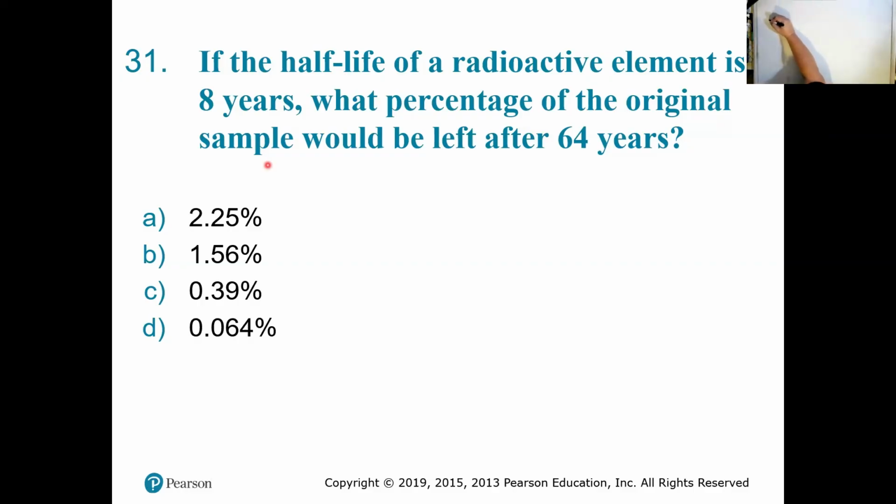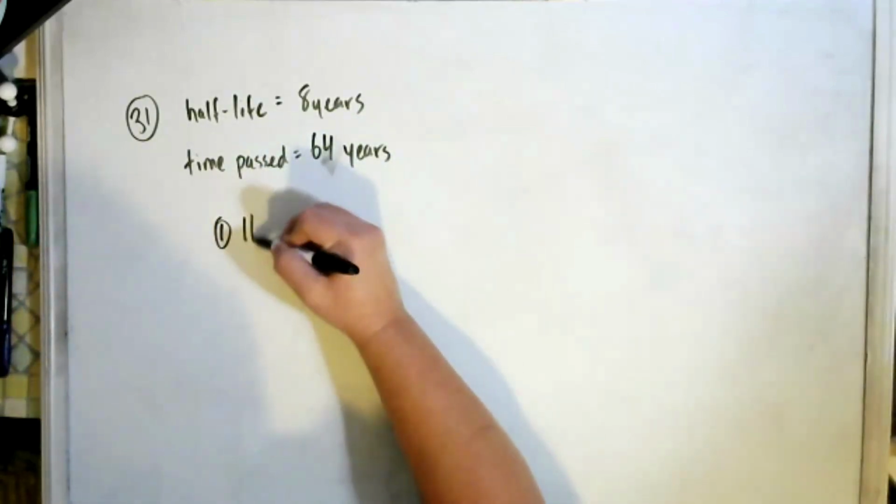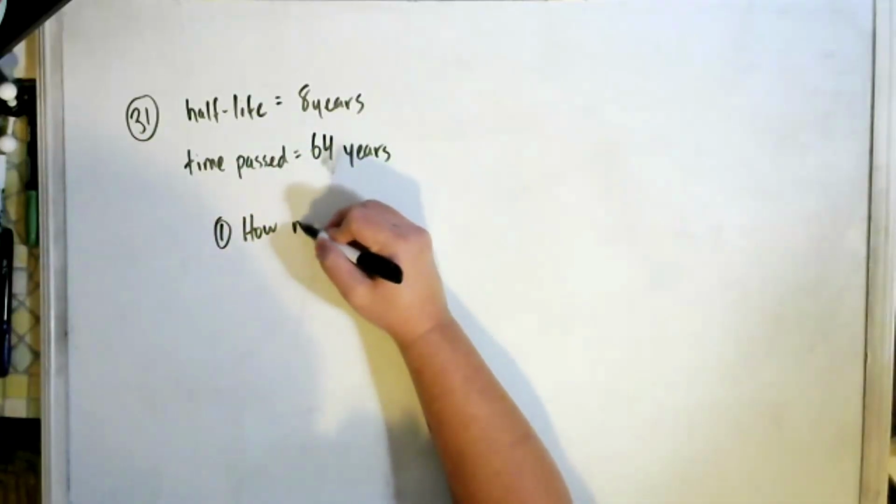So we're going to note our half-life. And we're going to note how much time has passed. It's, write that a little cleaner, 64 years. Okay. And the, stop sharing, there we go. And so the first thing that we want to figure out is how many half-lives have gone by.